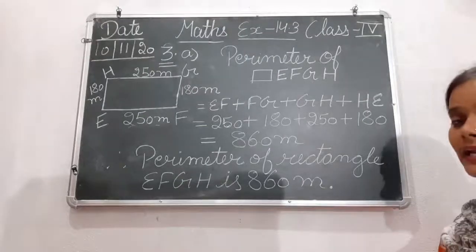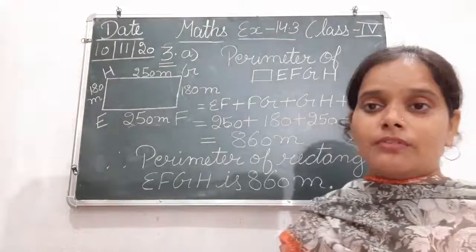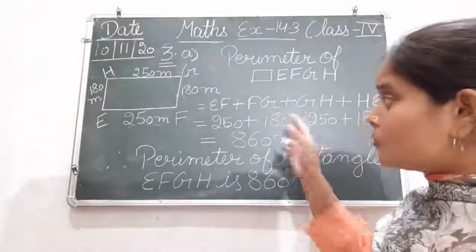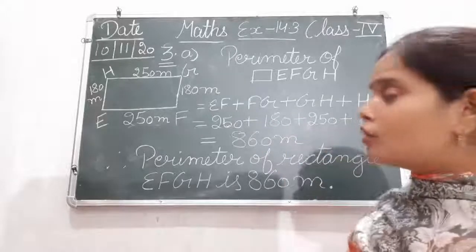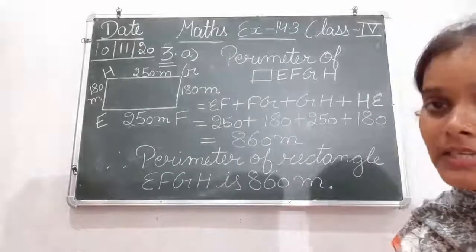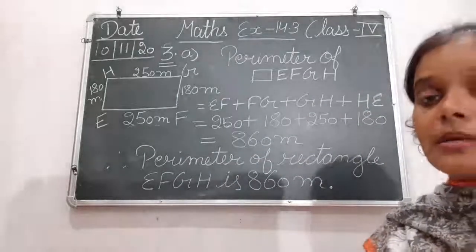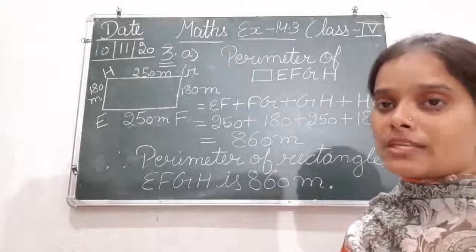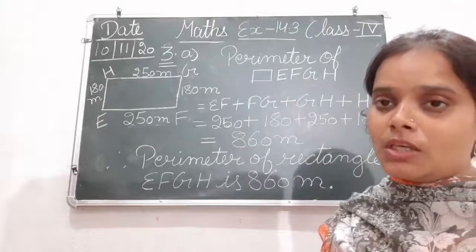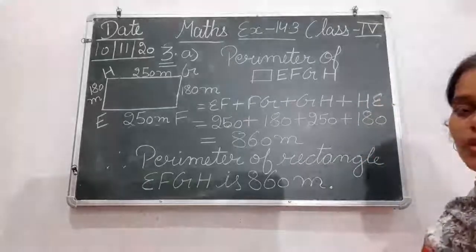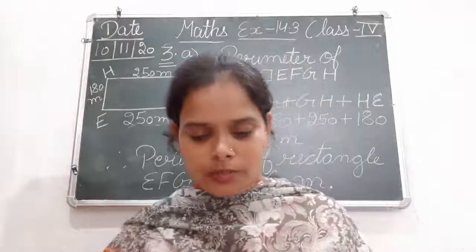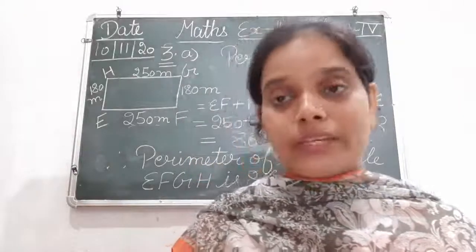So by adding the length of all the line segments of the given figure, you can find its perimeter. So that's what I have done here. So after adding all the four sides, we got 860 meters. So what is it? So this 860 meter is the perimeter of this given question sum. So this is the A part of question number 3. So you can just pause it here and write it down in your notebooks. Okay. So this was the A part of question number 3 of exercise 14.3.